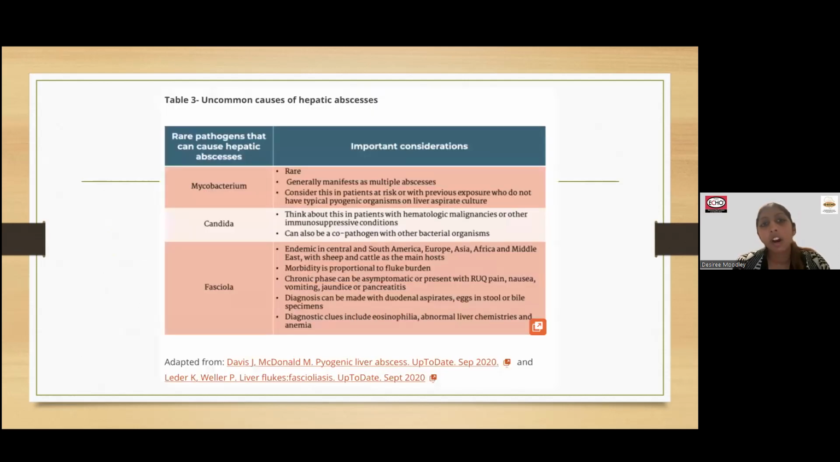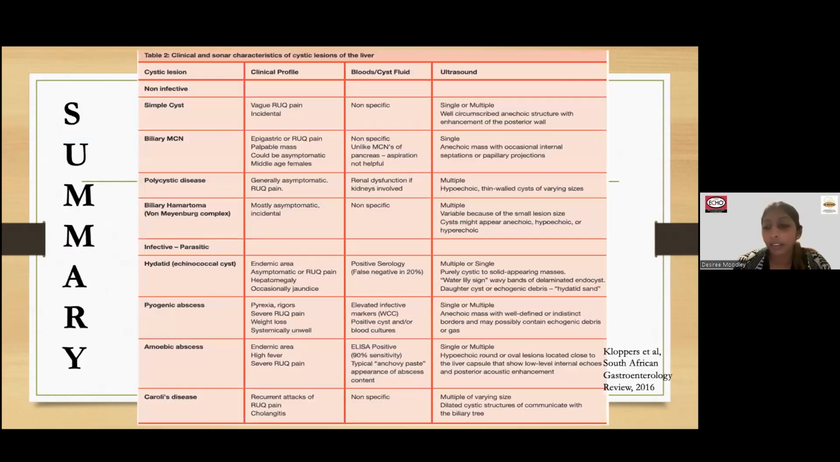Just to bear in mind, there are some uncommon causes of hepatic abscesses: mycobacteria, where we live, candida. They do mention a few other things, but these are very, very rare causes of hepatic abscesses. And then I found this very nice table that just compares all the types of cysts and imaging in Professor Kloppers' article from 2016. You can go have a look. In the interest of time, I'm just going to leave it with that.